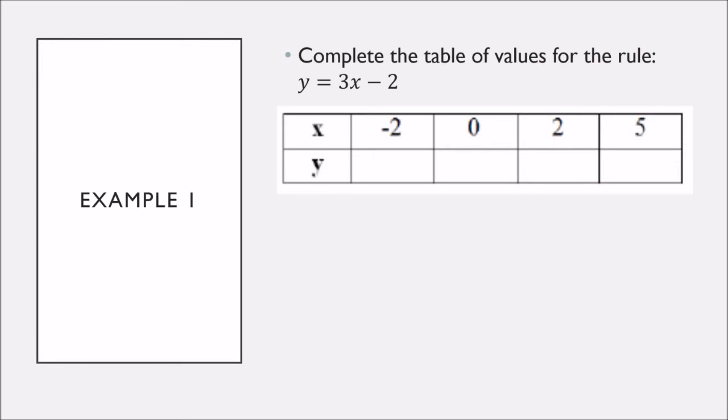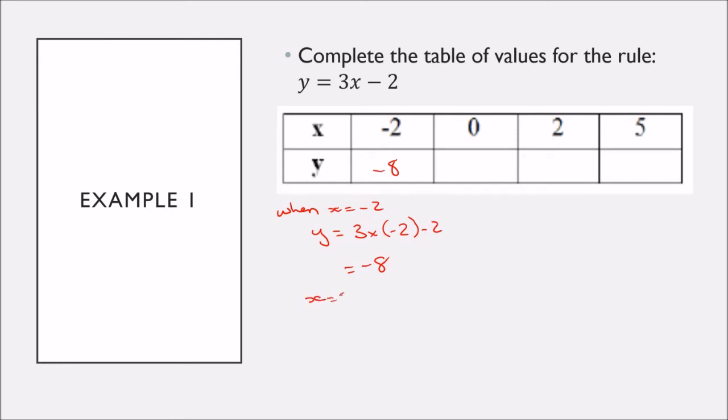For our next one here, we have just got to complete the table of values for the rule y equals 3x minus 2. So we've got 4 different x values that we need to substitute into our equation to determine the answer. Our first one, when x equals -2, we're going to have y equals 3 times -2 minus 2. So 3 times -2 will give us -6, minus another 2, that gives us -8. So up here we'll have -8.